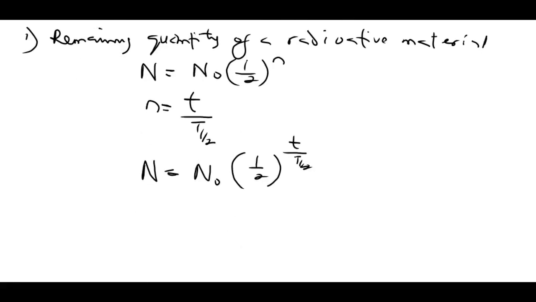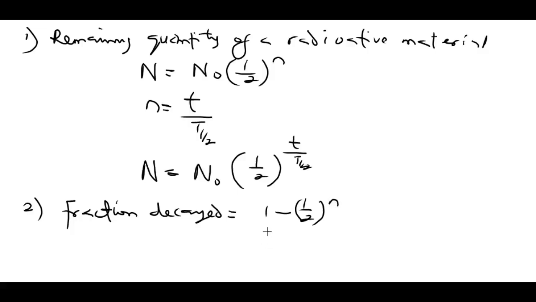What if they ask you to calculate the fraction that has decayed? The fraction of a material that has decayed, fraction decayed, is calculated as 1 minus half to the power of n. This is how you calculate the fraction that has decayed.